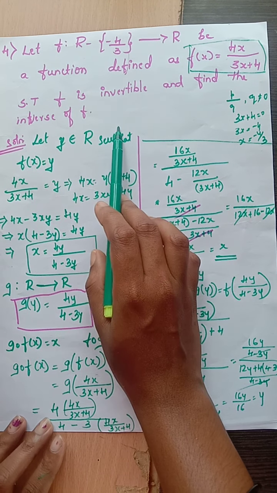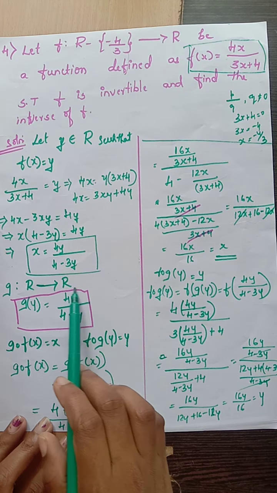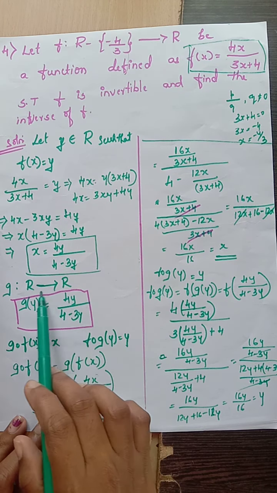So we have proved that f composition g of y is y, and g composition f of x is x. Therefore, f is invertible. And what is its inverse? Its inverse is g of y. I hope this is clear. So this concludes invertible functions.